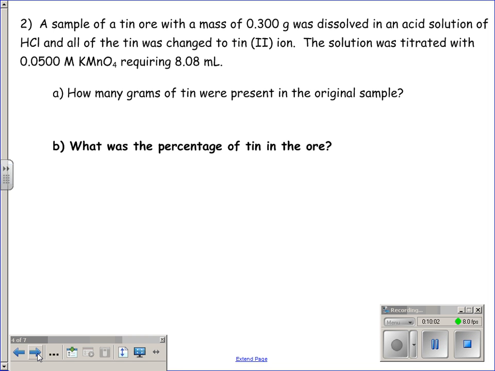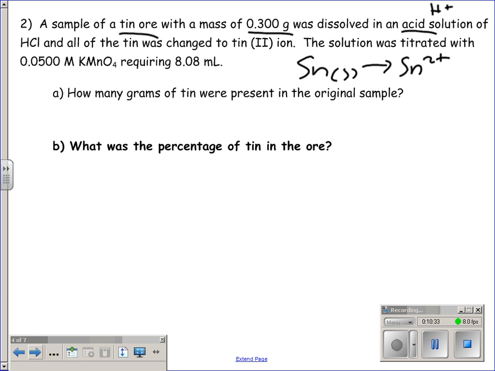Okay, this one's a little harder because it's really wordy and it walks you through like 3 processes in one question. A sample of tin ore. Okay, so tin ore. This just means a rock with some tin in it. It's like from an ore mine. With a mass of 0.3 grams was dissolved in acid solution, so we have some H plus floating around. All the tin was changed from tin, just straight up solid tin, to tin 2.